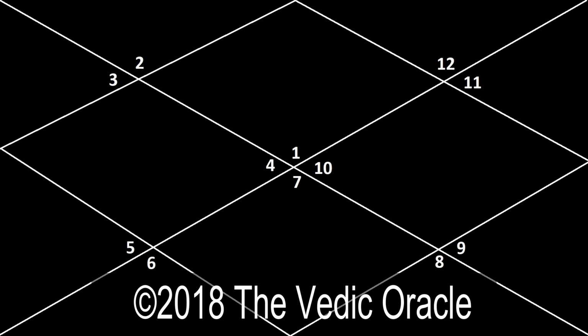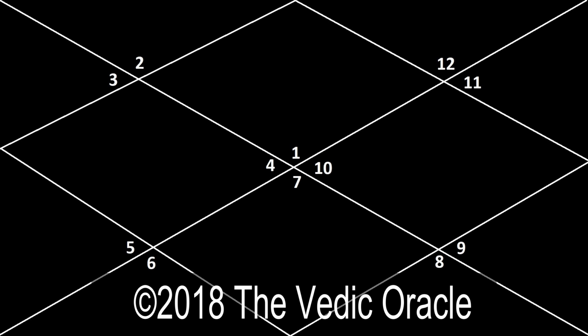Lastly, as I always mention, you should always link your divisional charts to the D1 chart. So don't forget to link your D1 with the D10 chart. The placement of the first house lord of the D1 chart in the D10 chart signifies the overall prosperity, success, and growth of your career. If it's placed in a malefic sign or a malefic house, it can lead to obstacles and difficulties.